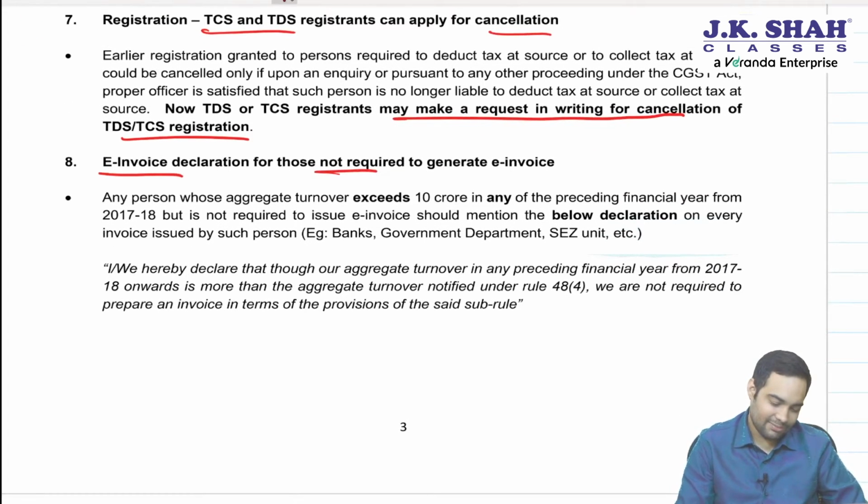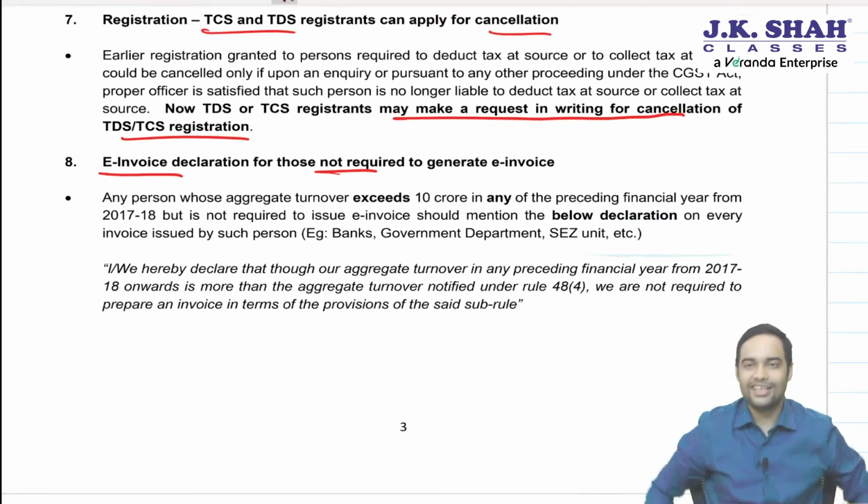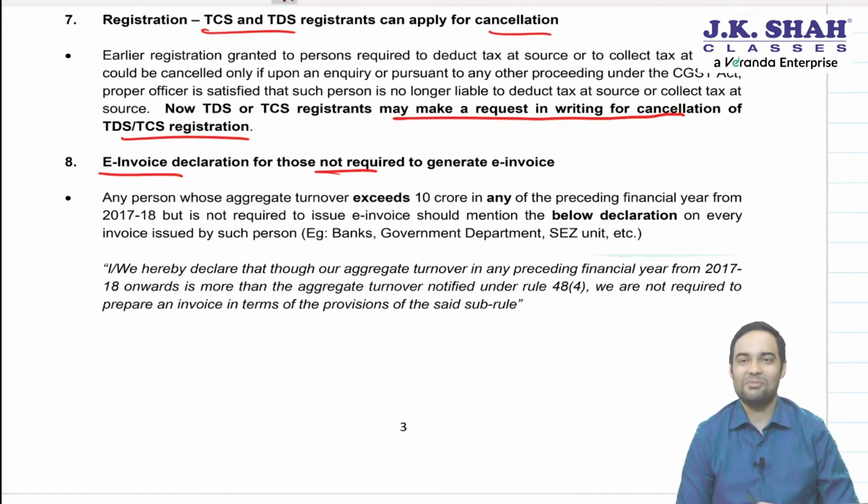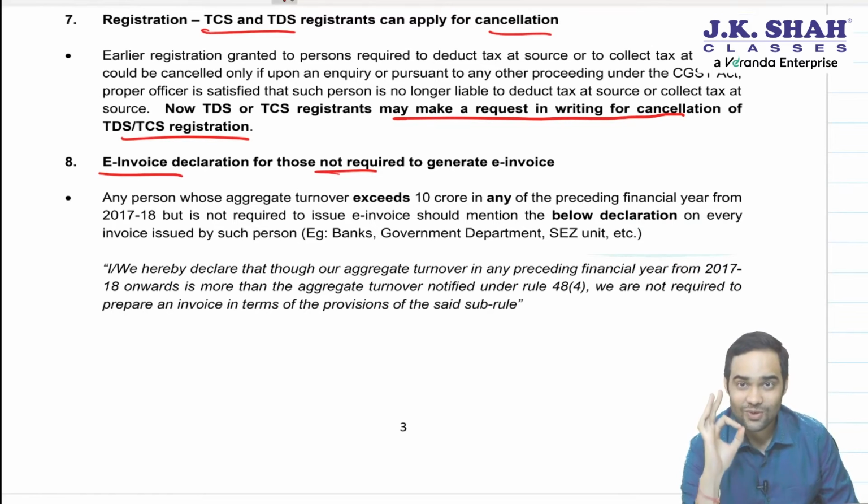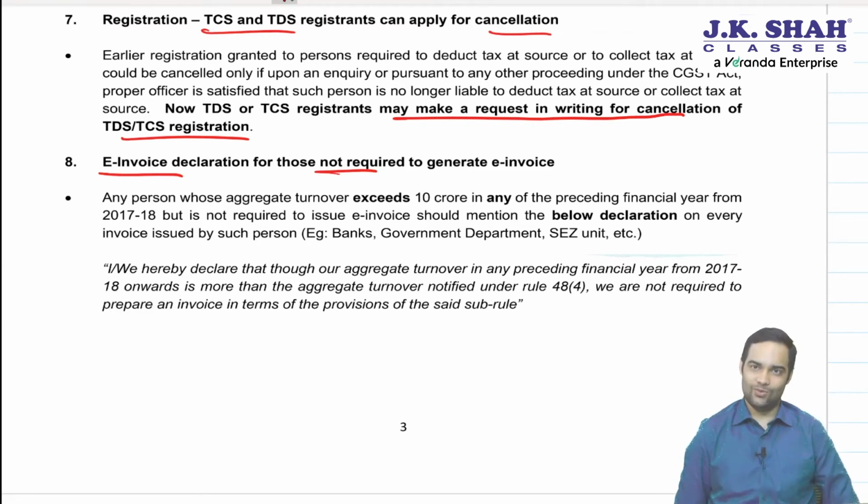Okay, e-invoice. Are there some people who are not required to generate e-invoice? Yes, let me give you a recall. Even if their turnover is more than 10 crore in any of the preceding financial years starting from 17-18, even in such cases, some people are not required to generate e-invoice. SEZ unit, banking company, insurance company, transportation of passenger service providers, GTA, government department, local authority, multiplex screens. These are not required to generate e-invoice.